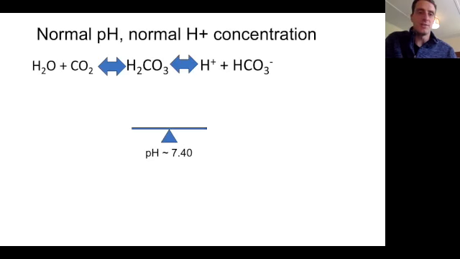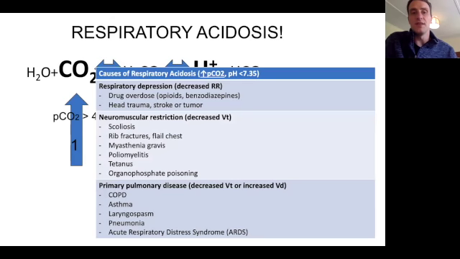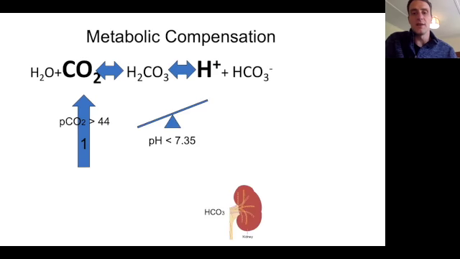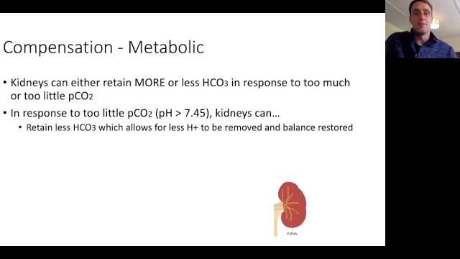So, same equation as before, except in this instance you may have an elevated PCO2, which should be caused by hypoventilation, causing a respiratory acidosis. The causes are listed here, but the compensation will take place in the kidneys utilizing bicarbonate. As bicarbonate is retained, the pH can be restored back to normal, balancing out the elevation in carbon dioxide. The opposite is true as well.